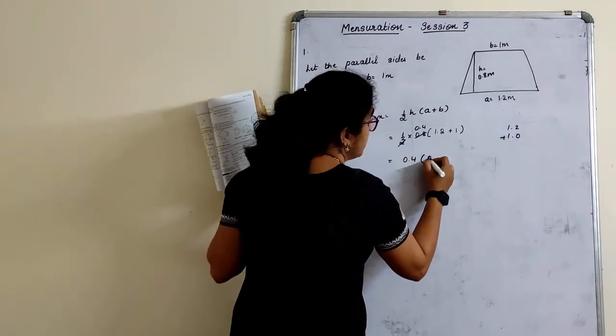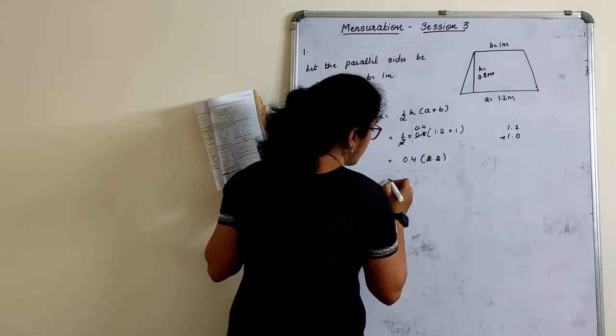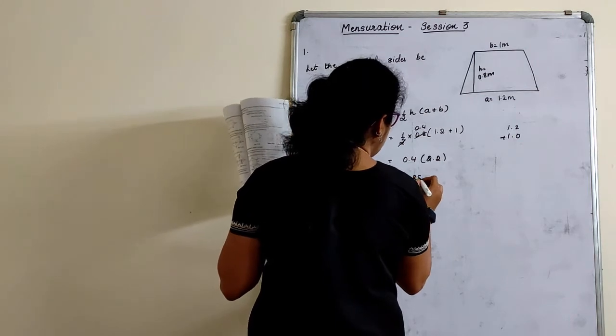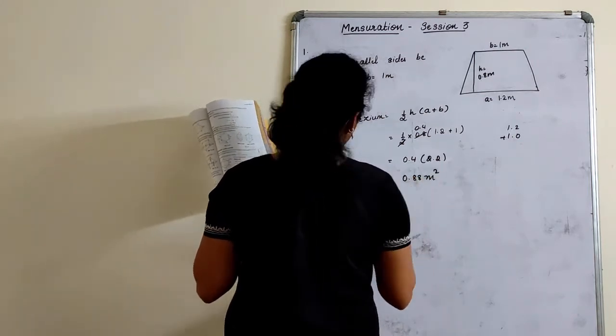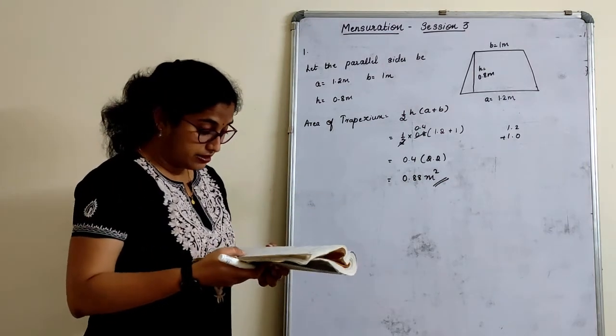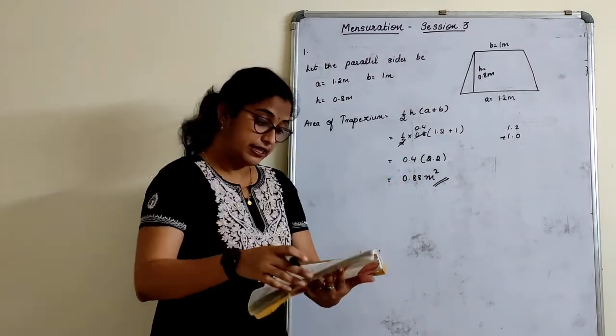What do we have to write? 2.2. So 0.88 meter square. Area of the trapezium is 0.88 meter square. We will go with the next one.